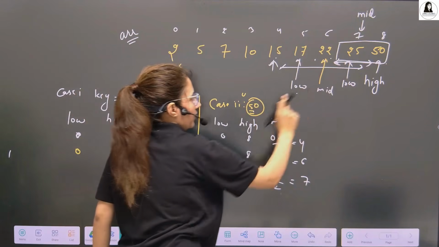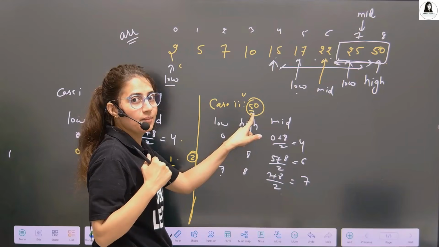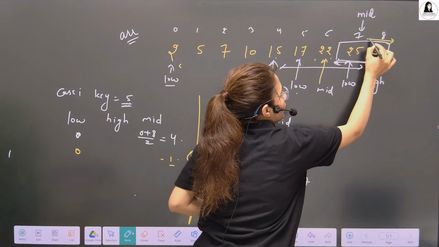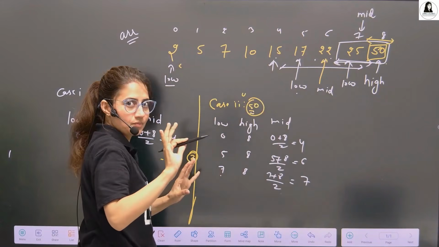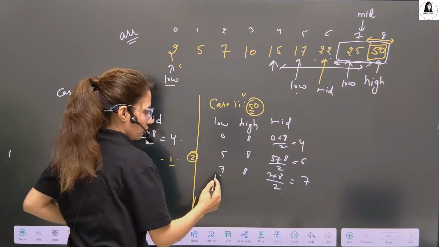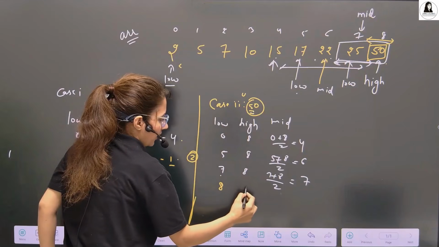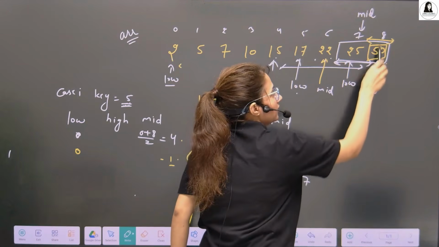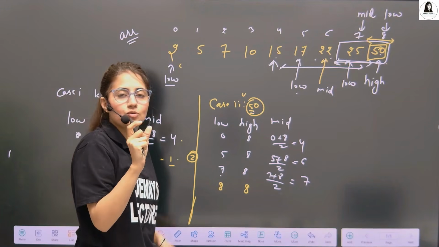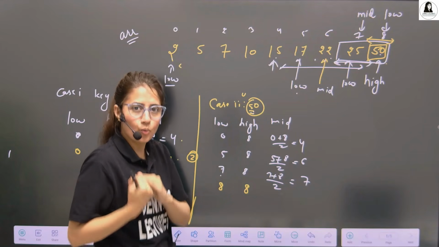Okay, fine. Now compare. Is 50 equal to the mid element? No. The key element is greater than the mid element. So now we have to search in the right half. But obviously the right half of this is only one element left. But we have to go to the right half, so we again modify our low. Low becomes mid plus 1, that is 8, and high is still 8. So now high is here, low is also here, pointing to the same element, because our search space has been reduced to 1.